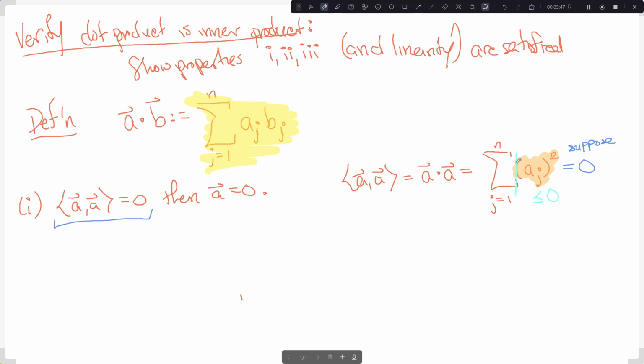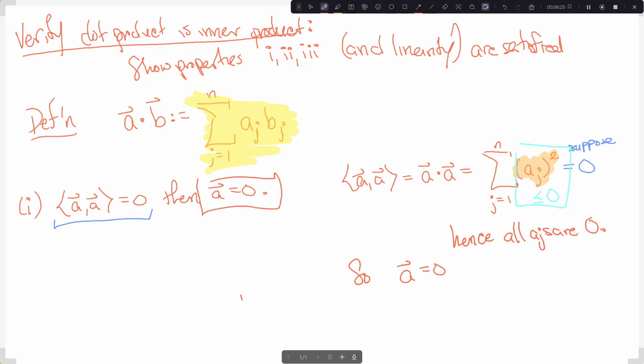So each of these are non-negative, and if I add n non-negative numbers and get 0 out of it, if I add 1, 4, 11, and 26, that's a positive number. So the only way to gain 0 out of the sum of non-negative numbers is if in the first case all AJs are 0, right? The only way that could possibly be 0 is if all of the AJs are 0, and so the original vector was equal to 0, which is what I wanted to be true.